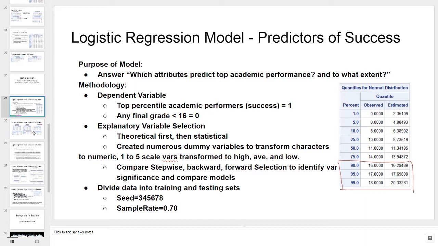My explanatory variable selection was more theoretical at first, based off of the literature reviews. So I had a lot of the family indicators in there, alcohol consumption, but then I included several of the other ones as well, just for good measure. Going over my dummy variable transformations, when I was going over the histograms, I used high, average, and low instead of all 5 levels. I compared stepwise, backward, and forward selection to identify significance and narrow down variables. I divided my data into training sets based off the seed below and a sample rate of 0.7. Next slide.